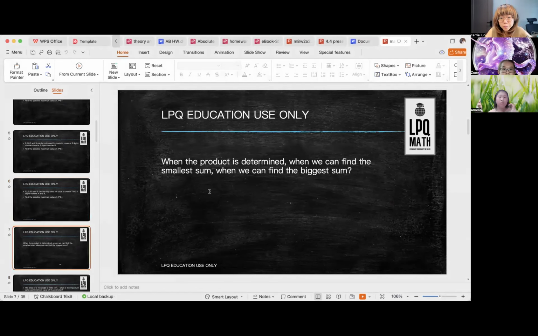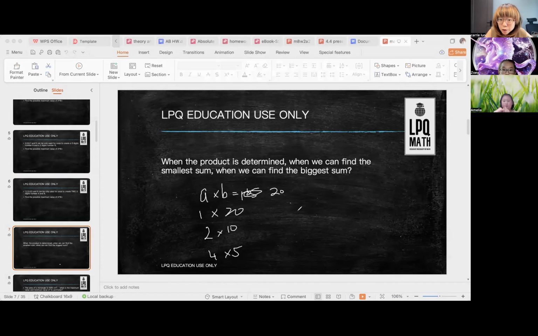Okay. When the product is determined, we can find out the smallest sum and the biggest sum. What does it mean? For instance, we have A times B equals 20. How many possible answers? So we can do 1 times 20, right, Amelia? 2 times 10 or 4 times 5, correct? So 1 plus 20 equals 21, 2 plus 10 equals 12, and 4 plus 5 equals 9.